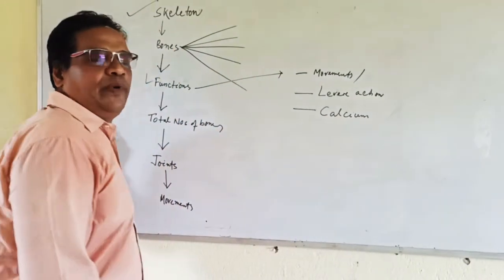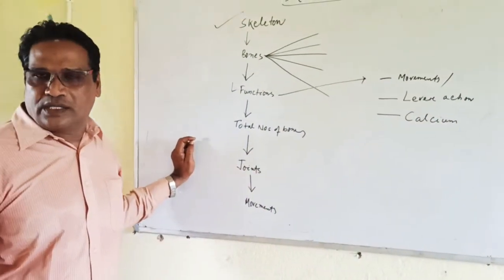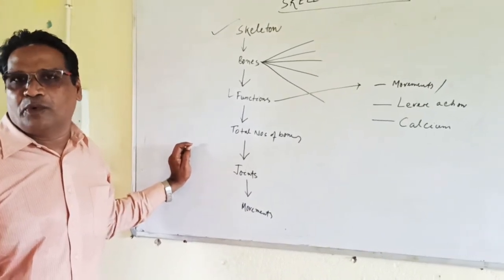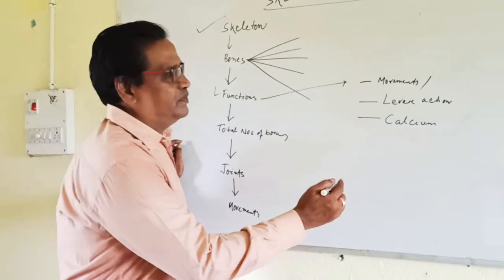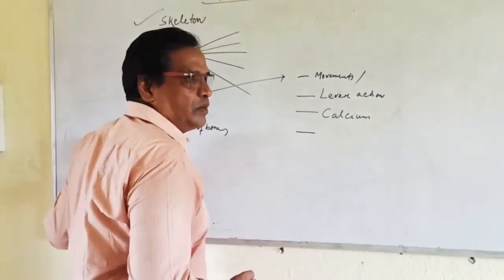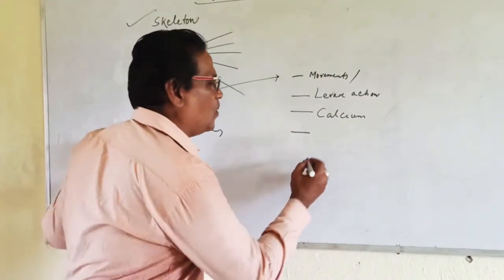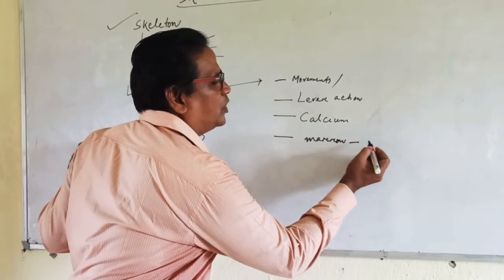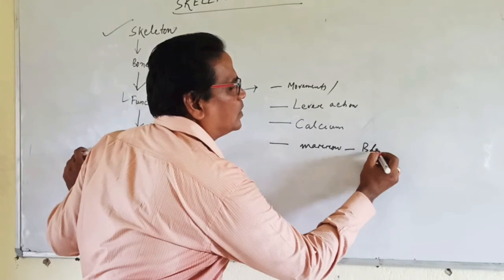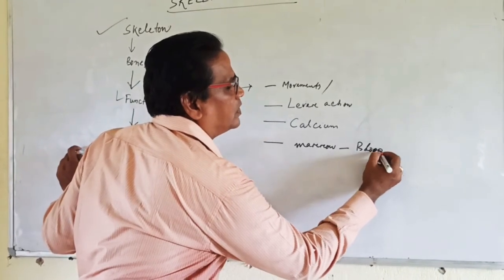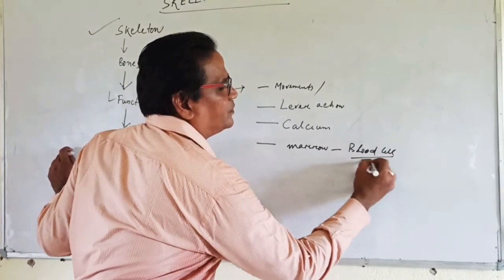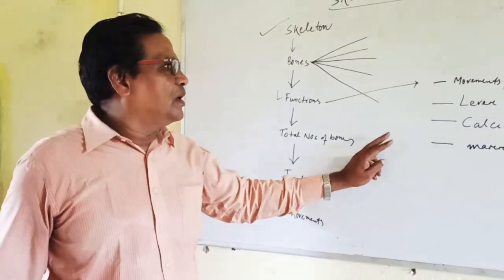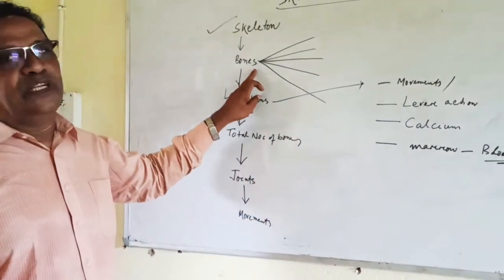Wherever calcium is required in different parts of the body, it supplies calcium. Next is the formation of marrow, which produces blood cells. So these are the main functions of the bones in your body.